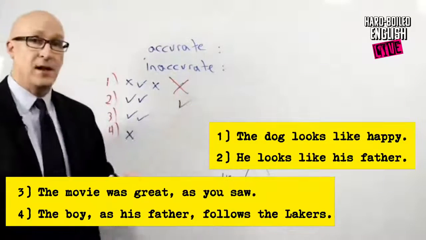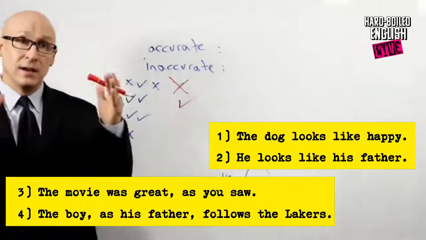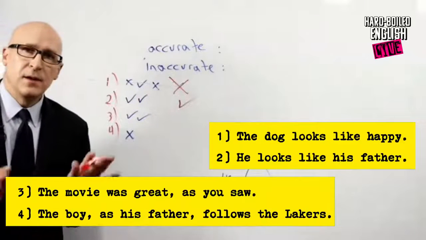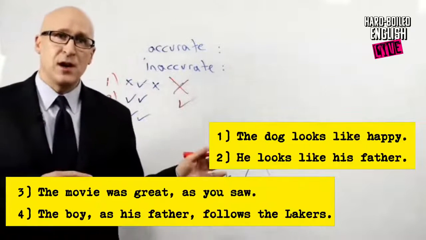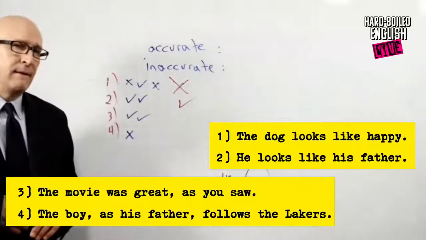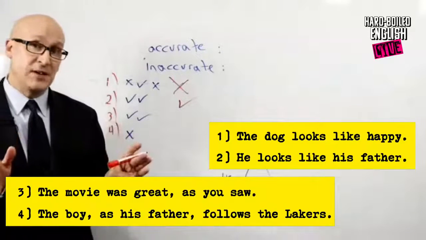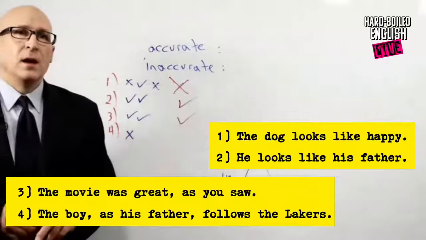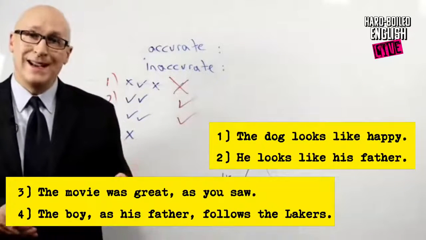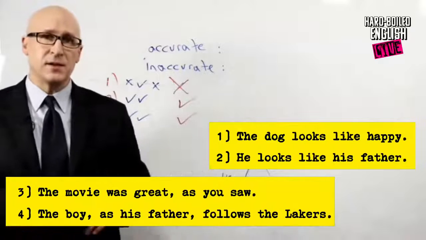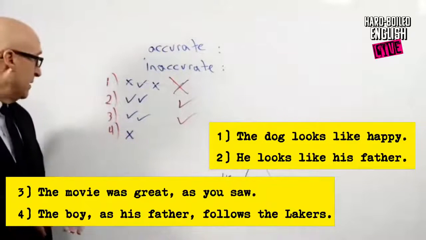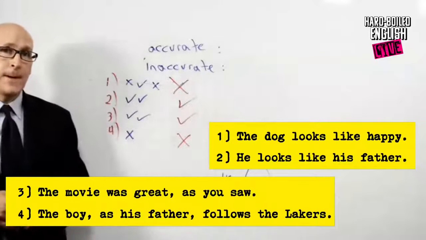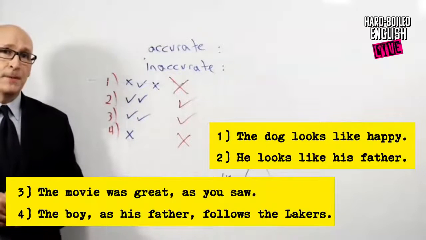In fact, that is fine. That's an accurate sentence using correct or accurate grammar. Number 3, the movie was great, as you saw. It's a little strange, but it's accurate. Okay? So number 3, good. Number 4, the boy, as his father, follows the Lakers. Basketball fan. This one is inaccurate. Okay? Now I'll explain why in a moment.